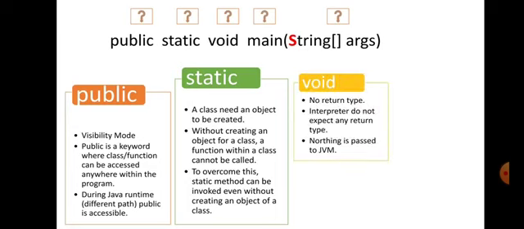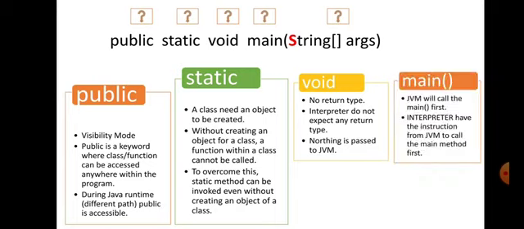Now let us move on to void. Void means nothing, children. Void means no return data type. The interpreter does not expect any return type. Nothing is passed to the JVM, the Java Virtual Machine. So void means it will not return any data type or any value.